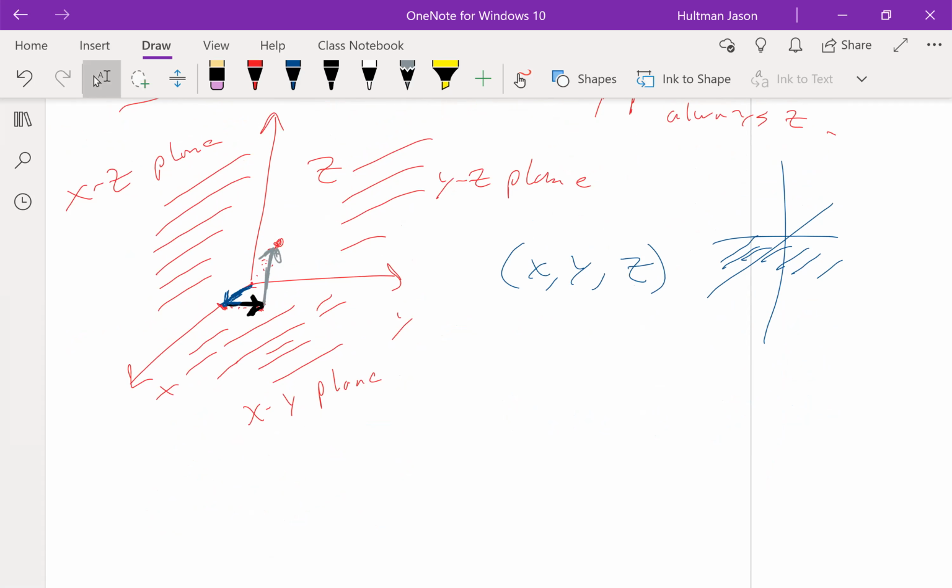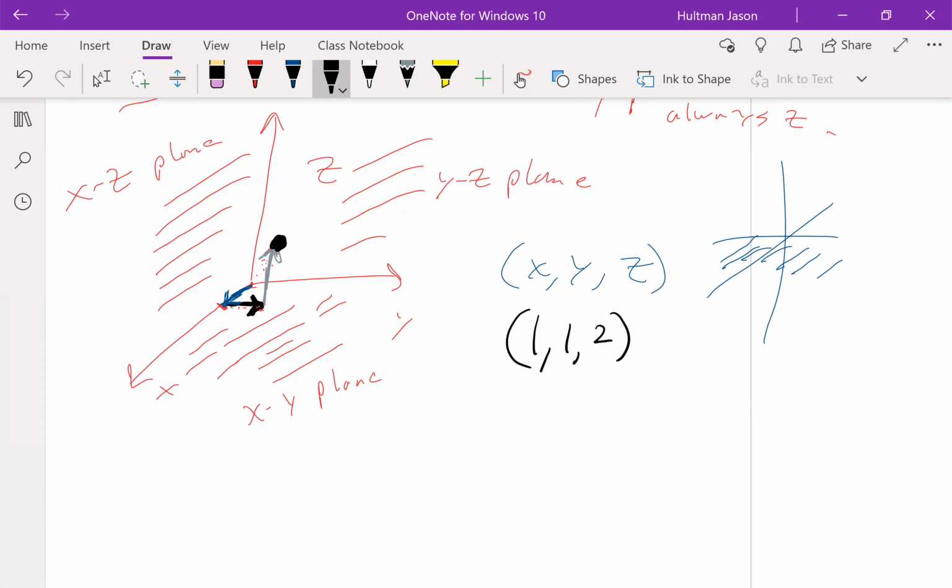Okay, let's talk about a projection. So we have this point here. I'm going to make it black. We have this point in three-dimensional space. Let's say that it's at 1, 1, 3. Okay, maybe we'll make it easier. Say that it's at 1, 1, 2, right?